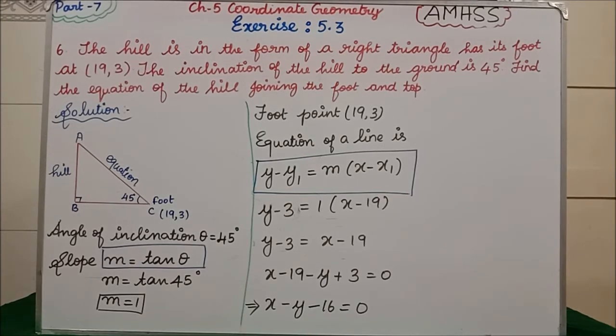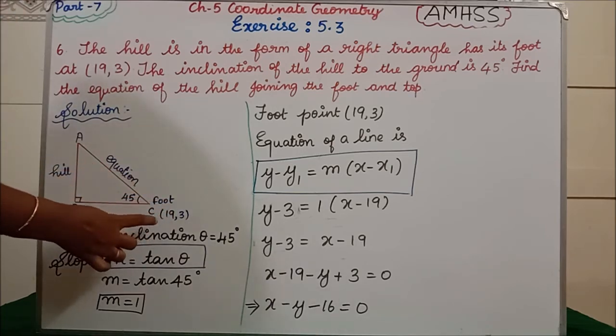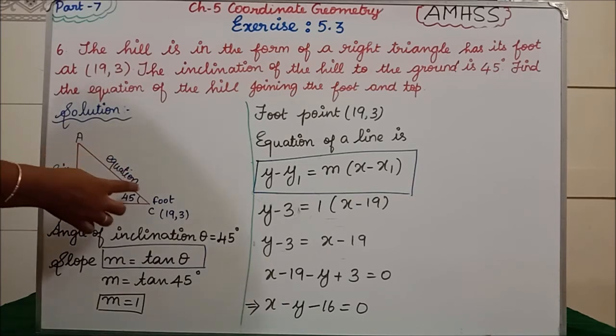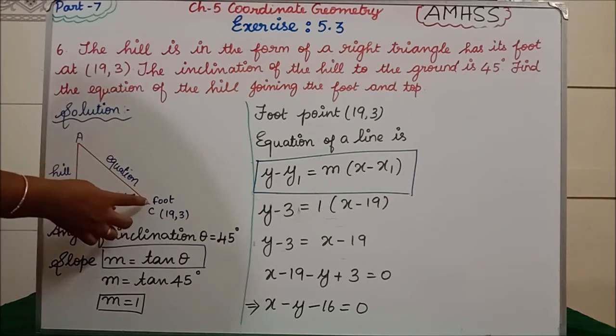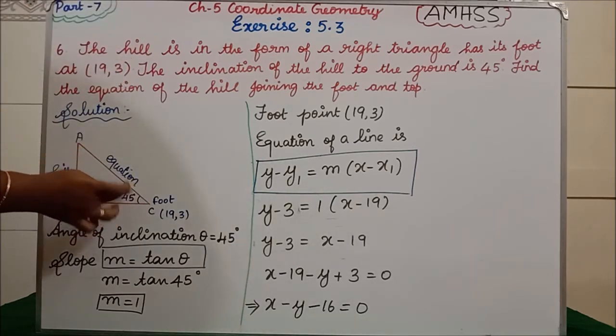The hill is in the form of a right triangle with its foot at (19, 3). I have drawn a right triangle. This is the hill, you all know what a hill is. Foot means here we have the foot, the point given is (19, 3). The inclination of the hill to the ground, the angle from the ground, is 45 degrees.